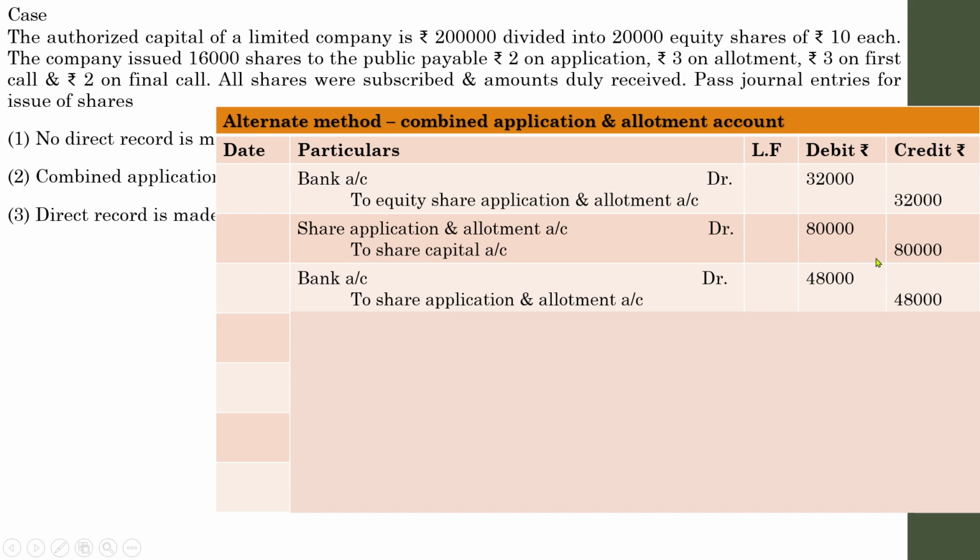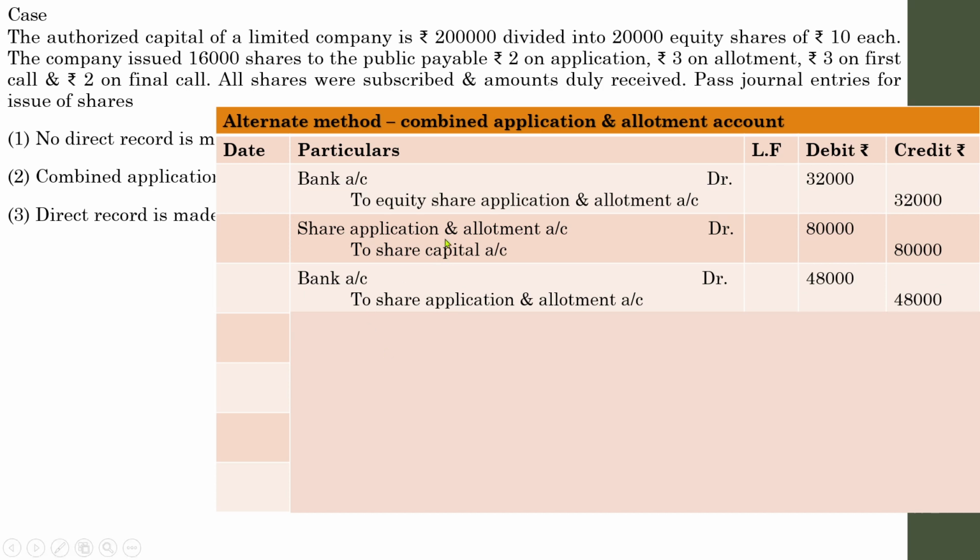I hope you have understood the concept. In the case where application and allotment amounts or accounts have to be maintained together, the only thing is payment has to be collected in two separate journal entries, that is passed in between share application and allotment account. I hope you have understood the concept.